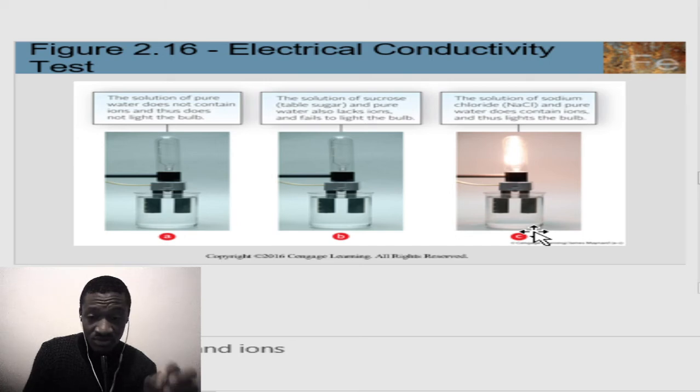Then the next part, you have a solution where sugar is put in, table sugar, which is called sucrose. You have glucose, you have sucrose, you have fructose, which is sugar from fruit. When you dissolve that in water, that is a combination of covalent bonds, so it doesn't conduct electricity. But when you have table salt in water, notice that it has the tendency to have ions that will enable conduction of electricity, or conductivity. So as you can see, it lights a bulb.